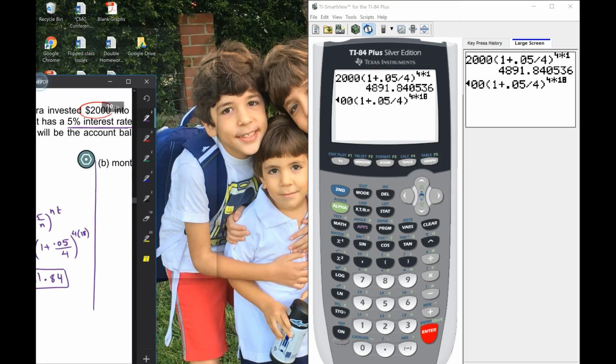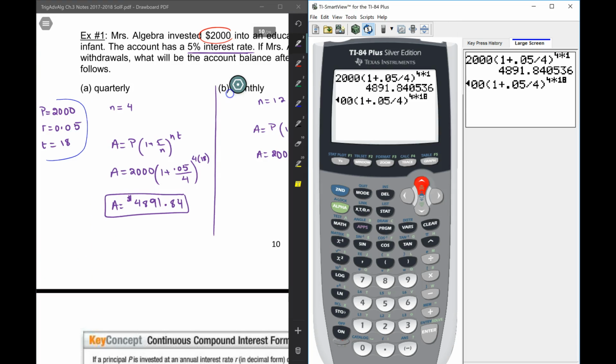Okay, now, look at what I do. Please don't type everything over again. Here's what I do. Second, enter. It gives back the last equation you put in. Now I just go in and modify. So this is going to be 12. And I'll show you how to insert.